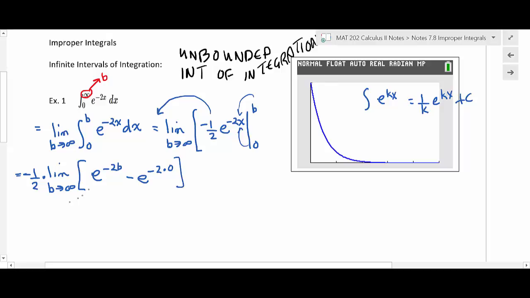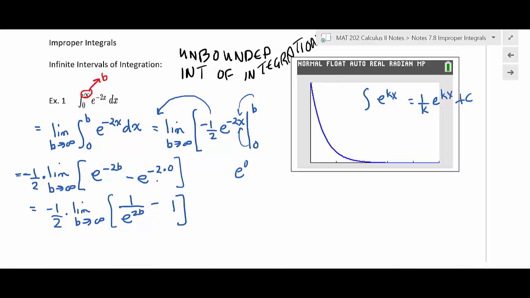Then when I do that, I'm going to have negative 1/2 multiplied by the limit, b goes to infinity. Let's just clean this up a little bit. I'm going to have you write this as 1 over e to the 2b. And then what's e to the 0 going to be? That's going to be 1, right? You can do that in your head. That's e to the 0, so it's 1. Okay? So is there any question about what I've done so far?